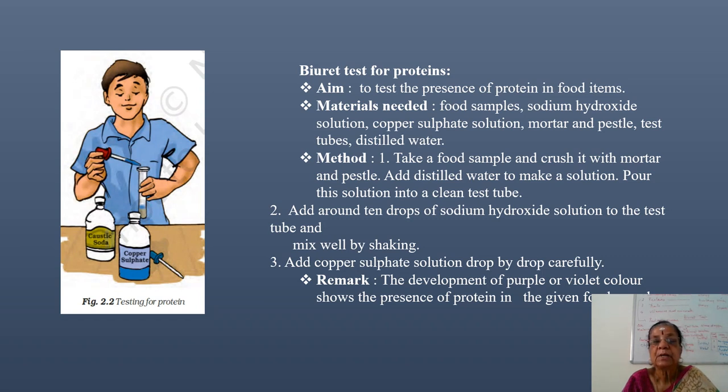Biuret test for protein. The aim is to test the presence of protein in the food items. Go through the diagram. Materials: food sample, sodium hydroxide solution, copper sulfate solution, mortar and pestle, test tube, and distilled water.